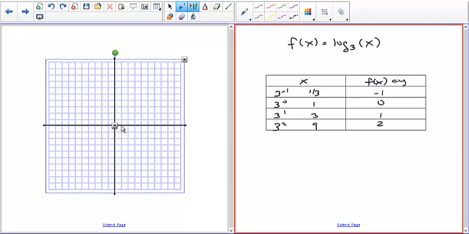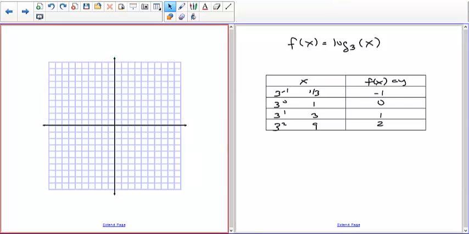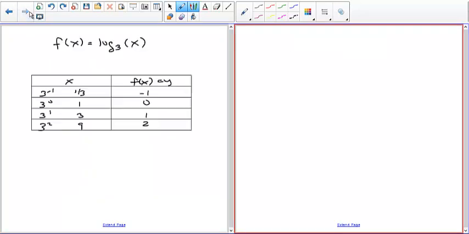So what we do is we plot these 4 points. So we have x equals 1/3, y equals -1, so it goes right there. We have x equals 1, y equals 0, which is that point. We have x equals 3, y equals 1, and x equals 9, y equals 2. And we have this vertical asymptote here at x equals 0, and they all have the same shape. So once you get these 4 points in there, you can draw a pretty good curve. Okay, so that is it for logarithms.